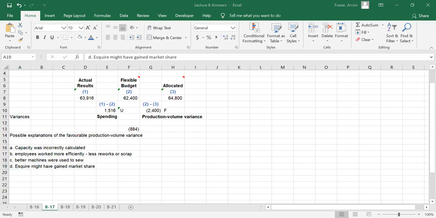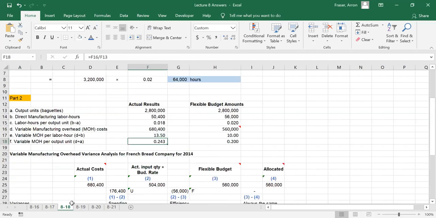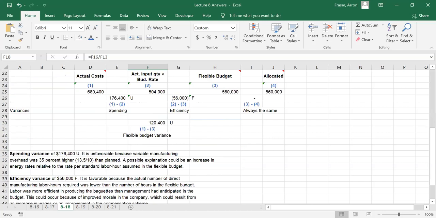So we go to 818. So 818 says, we're looking here at variable manufacturing overhead variance analysis. A French bread company bakes baguettes for distribution to upscale grocery stores. The company has two direct cost categories, direct materials and direct manufacturing labor. Variable manufacturing overhead is allocated to products on the basis of standard direct manufacturing labor hours. Following is some budget data for the French bread company.